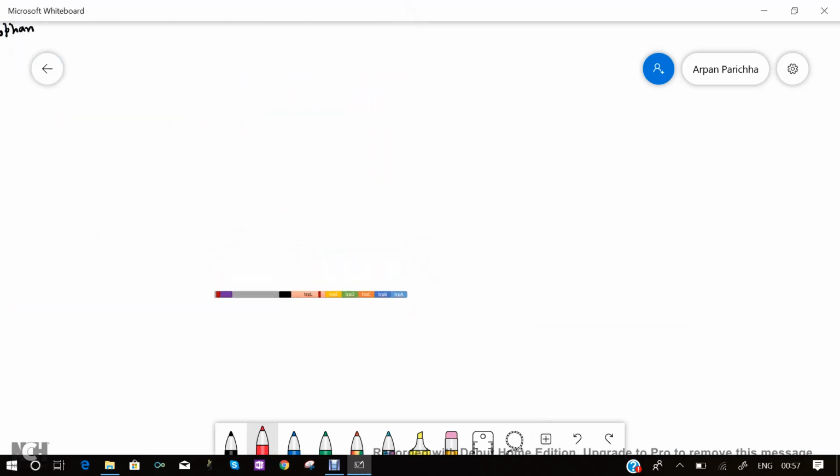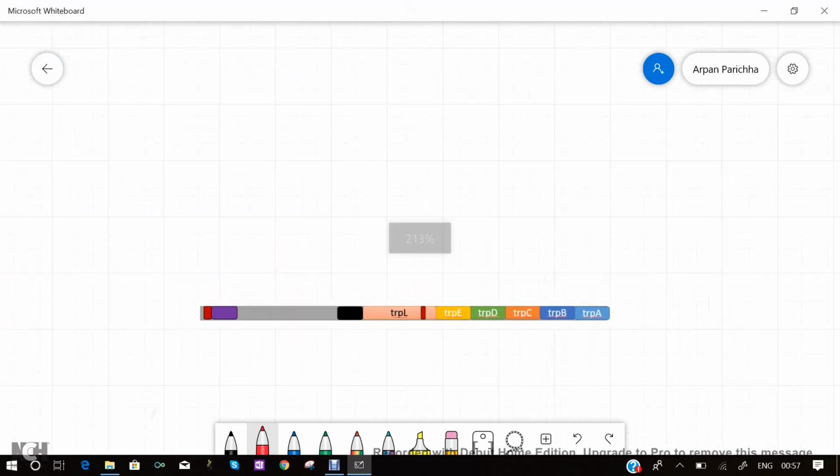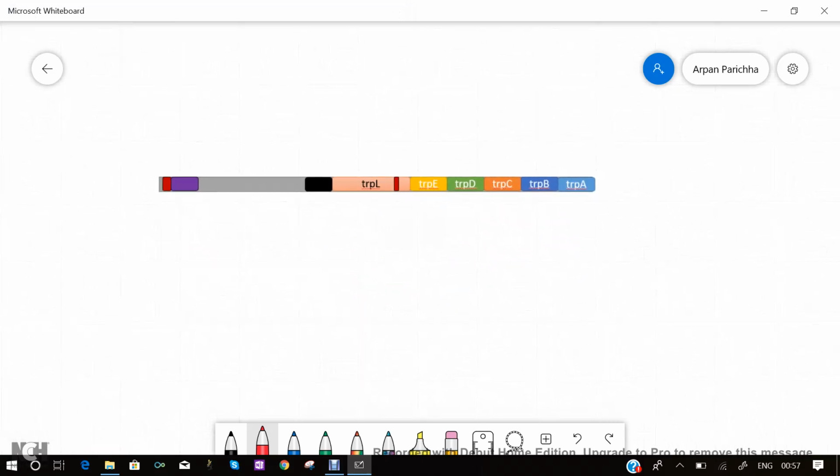So here is our tryptophan operon genes. We have trip A, trip B, trip C, trip D, and trip E. And here we have the tryptophan promoter. In the promoter region, our RNA polymerase is binding. So in the promoter region and the operator region, there is a region which is known as trip L that codes for a leader RNA. So let's say the RNA polymerase has bound on the promoter, and now it would move forward. It wants to move forward and transcribe the gene in this direction, right?